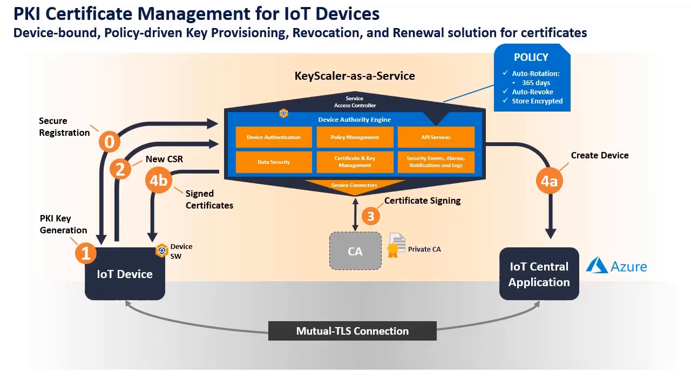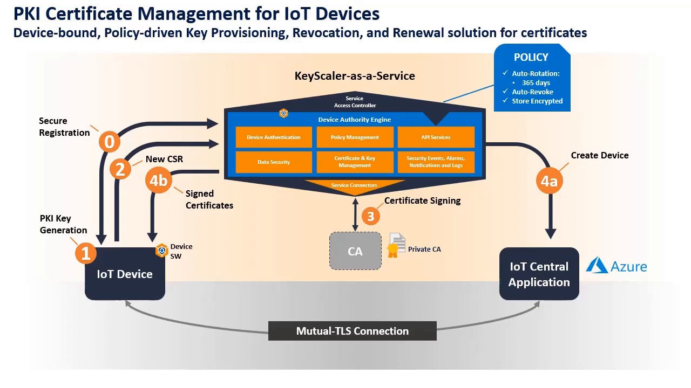So how do we fit into the Azure IoT Central role? KeyScaler already has a certificate provisioning and management solution, so what we can do is extend that into the IoT Central application. This diagram takes you into the details of how that comes together. Step zero is the secure registration process, the initial device attestation and handshake between the device and KeyScaler to make sure that the device is authorized to be connected to the system. Following that, KeyScaler will tell the device that there's a policy in place for it and it needs to submit a certificate signing request.